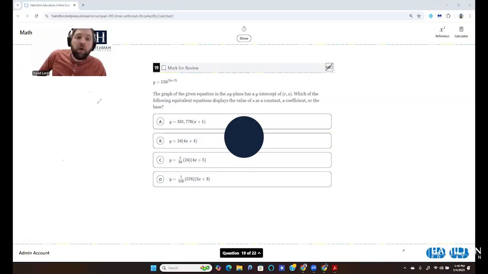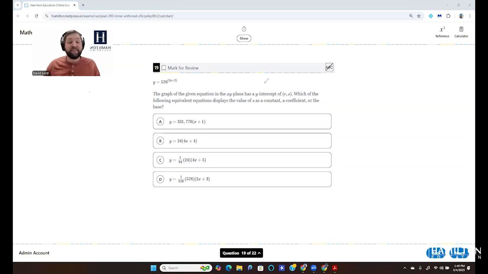Question 19. y equals 576 raised to the power of 2x plus 2. So that's already looking weird compared to normal. Normally, we write things like y equals a times b to the x. The graph of the given equation in the xy-plane has a y-intercept of (r, s). Well, r must be 0 because any y-intercept of any graph is when x is 0. Which of the following equivalent equations displays the value of s as a constant, coefficient, or a base?